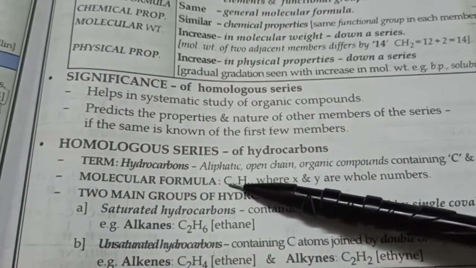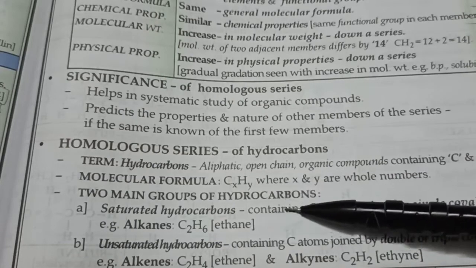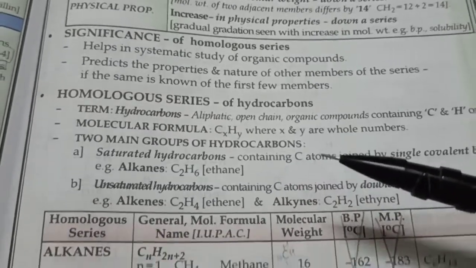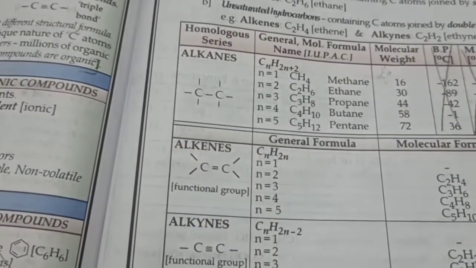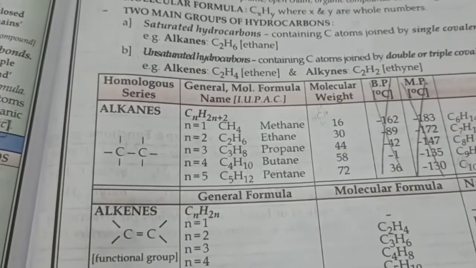Remember, all the hydrocarbons we are studying in this chapter are aliphatic, that is, they are open-chained and they are organic. Now let's look at the next homologous series, alkenes. As I said, its identity is carbon-carbon double bond. So let's look at the structural formula of some alkenes.